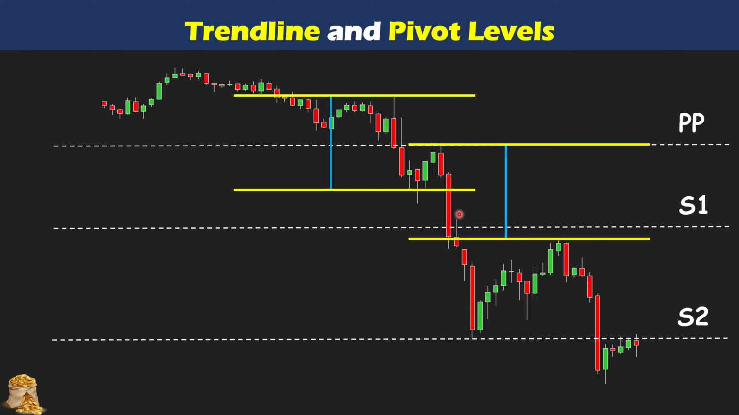The same thing. This is the third leg top, and then we can measure down. This is another level you can take the profit.